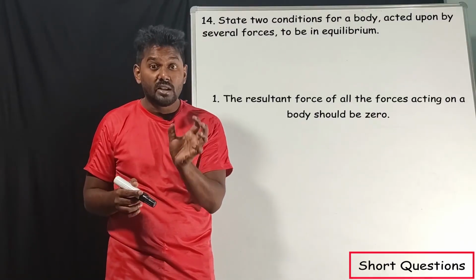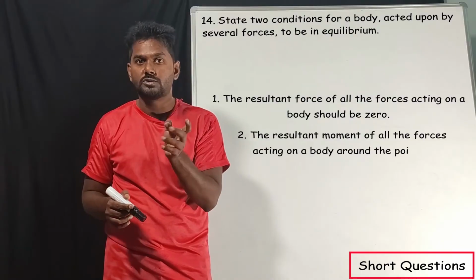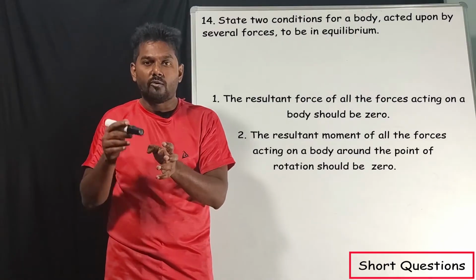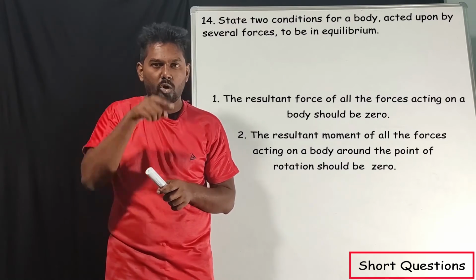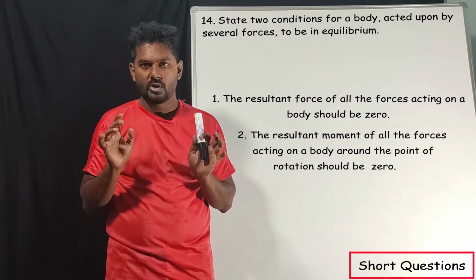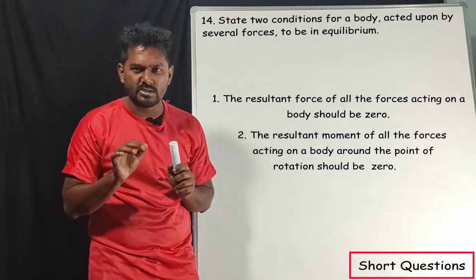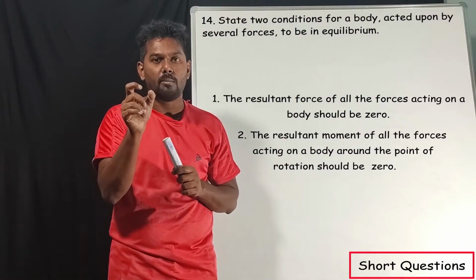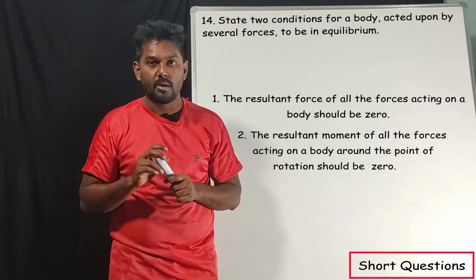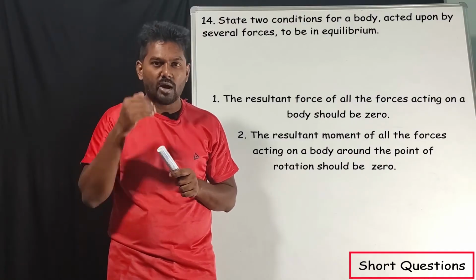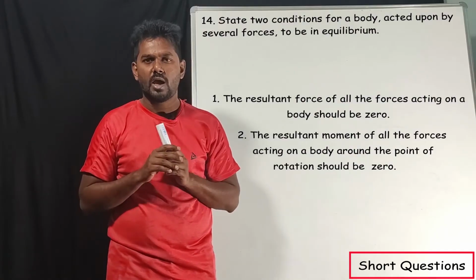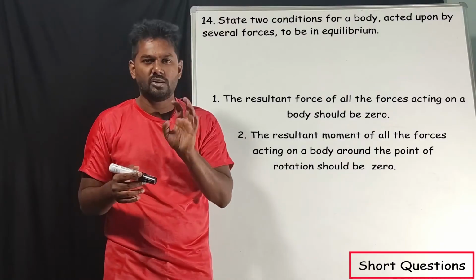Second one, the resultant moment, not the force, the resultant moment of all the forces acting on a body around the point of rotation should be 0. So if you understand it, it is very easy. The first condition we are talking about is static equilibrium. The second condition we are talking about is dynamic equilibrium. If you understand it, it is very simple to answer any kind of questions based on this one.